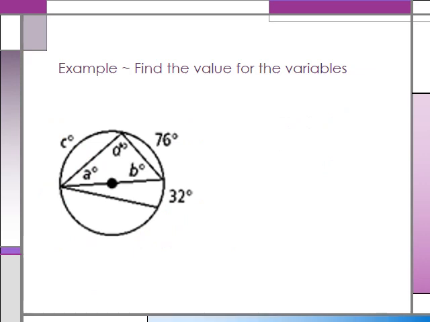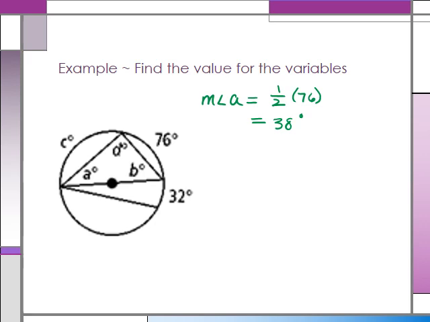So how do I find the value of the variables? So angle A, and this is where it might help to use some colored pencils, is here. Its inscribed arc is here. So the measure of angle A is going to be half of 76, which is 38 degrees. So I better double check my math. You guys know me and arithmetic. Okay, so angle A is 38 degrees.